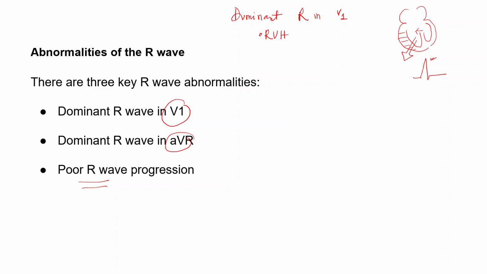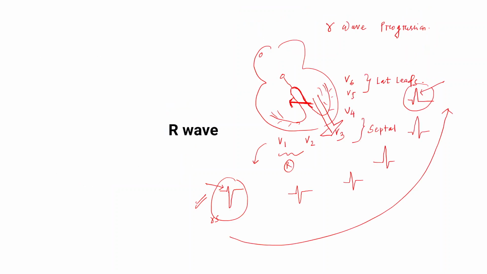Now, the second cause is right bundle branch block. How will right bundle branch block produce a dominant R in V1? We'll understand that here, so again we'll repeat the same image. The AV node, then the bundle of His, then the right bundle, then the left bundle. Now, what is happening here? There is a right bundle branch block, RBBB. So this bundle branch is not functioning.